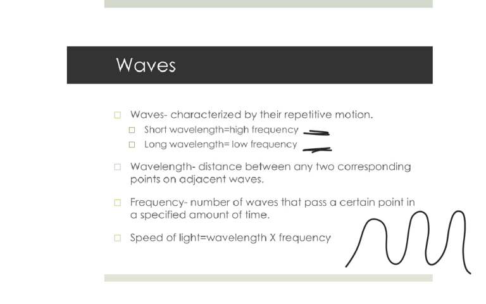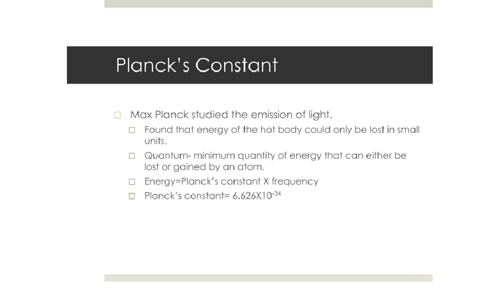Frequency is the number of waves that pass a certain point in a specified amount of time. This equation here relates the speed of light, wavelength, and frequency. Depending on how fast your light is moving, which we know is a constant, the speed equals your wavelength times your frequency. And again, for the sake of time, I'm not going to label anything. I will do all of this in class.